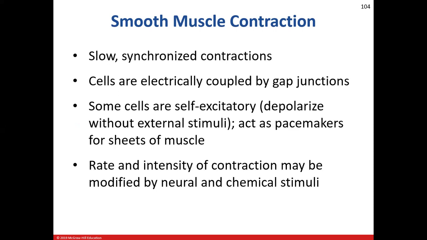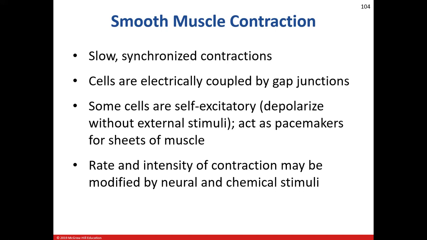Now, the one thing that we find with smooth muscle contraction is that the contractions are very slow and synchronized. And this is due to the gap junctions that are formed between the cells. If we remember back to earlier chapters, we talked about tight junctions and gap junctions and desmosomes. The gap junctions are bound together between cells by channels that allow a flow of ions from one cell to the next. And because of these gap junctions, it allows the cells to contract as a plate or as a unit.